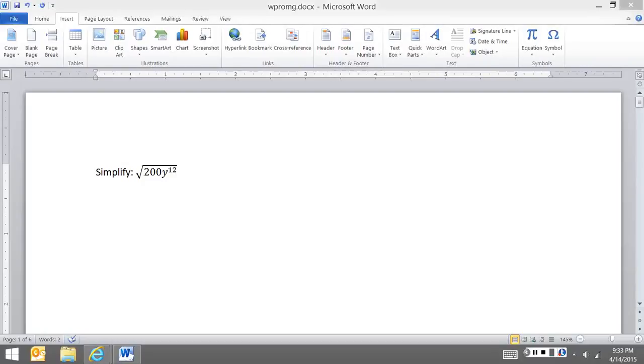Okay, we are asked to simplify this radical expression, and our goal is to pull out any perfect squares. So that's something that we can actually take the radical of and get a whole number, leaving under the radical anything we can't do that for. So I'm going to look at 200 and ask myself, what perfect square can I rewrite this as?